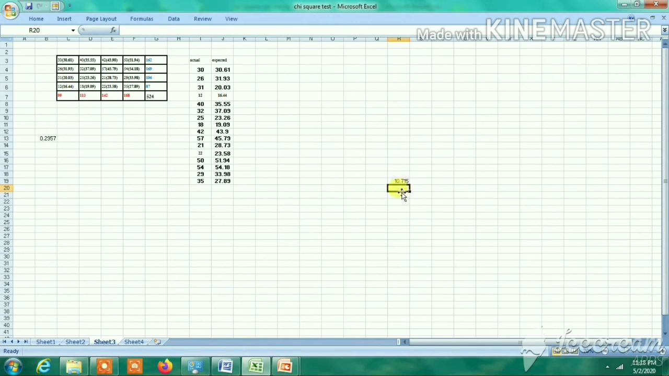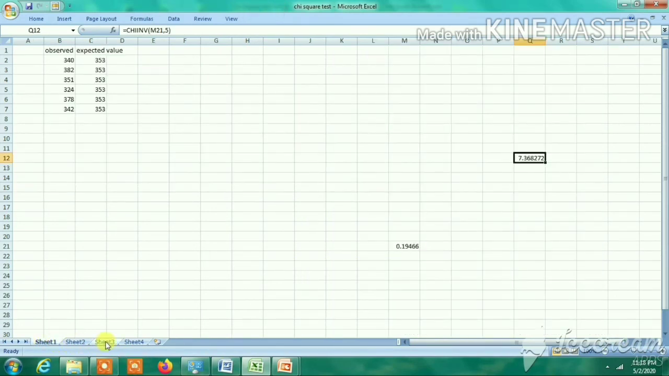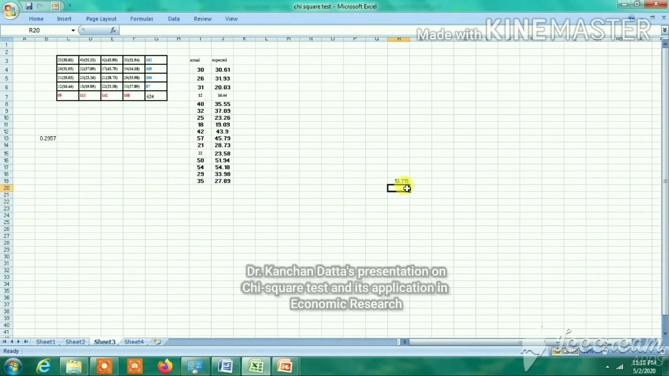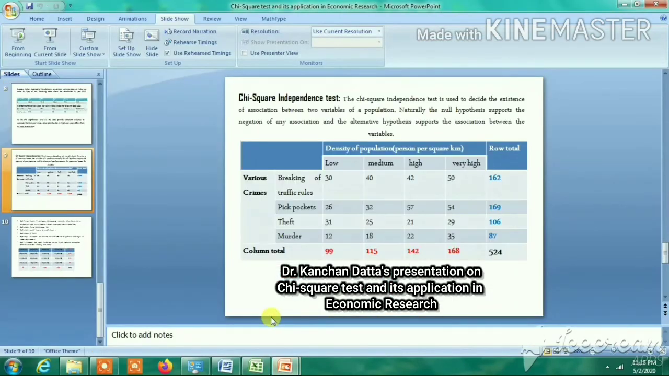Now we have to compare this with respect to 9 degrees of freedom. At the 5% level, with significance level 0.05 and 9 degrees of freedom, coming to this row, the table value is 16.91, and our value is 10.71. Naturally, we can take the decision regarding our null hypothesis.